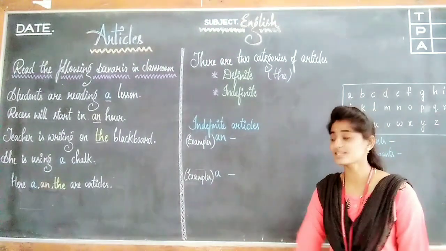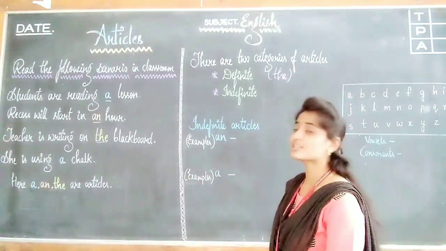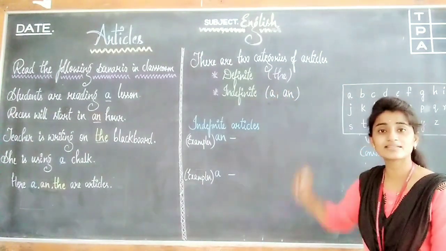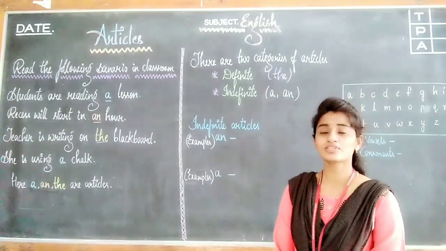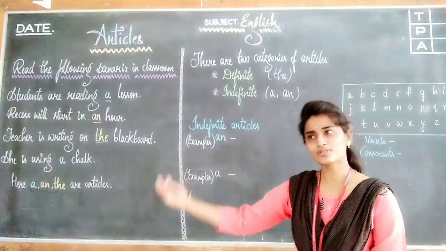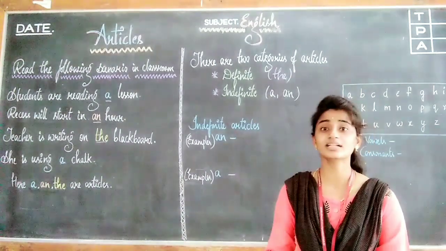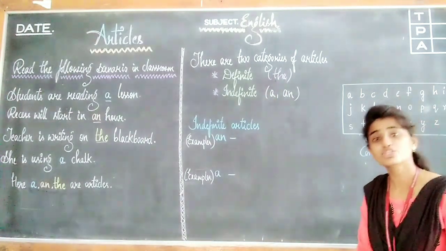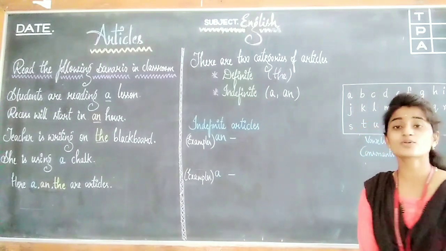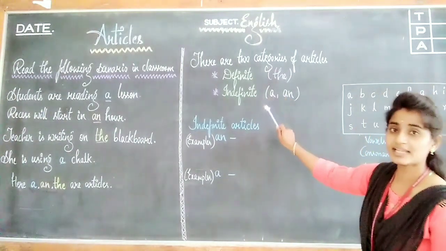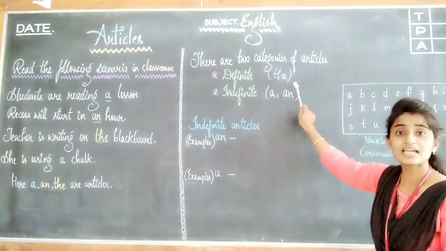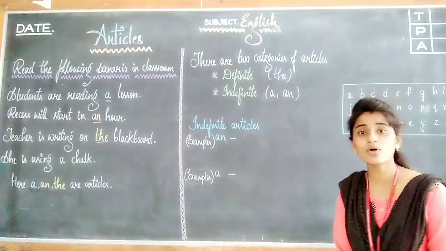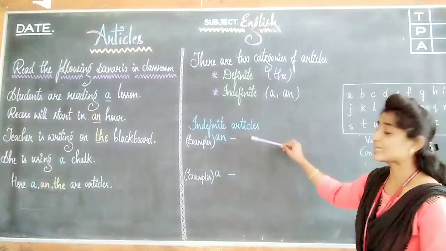And what about indefinite? The remaining 2 are indefinite. Which are the remaining 2, children? A and an. A and an are the 2 indefinite articles, which are generally used to say about a person, an object or a thing. The is for particular things. A and an are used generally. So these are the 2 categories of articles, definite and indefinite. In definite, we have the article the, and in indefinite, a and an are the 2 indefinite articles. So we are going to see it one by one now.